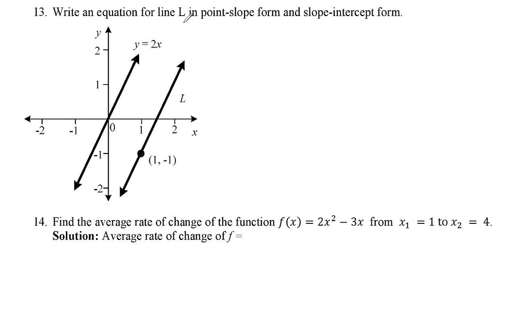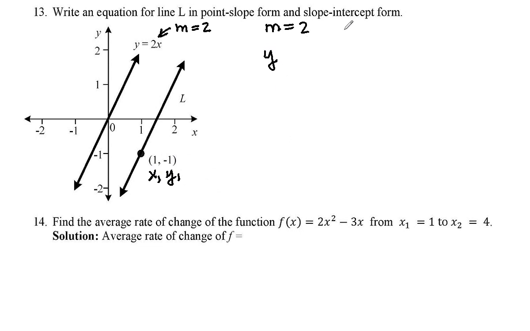Write an equation for the line L, that's this line here, in point slope form and slope intercept form. We're given the line y equals 2x, and L is parallel. What we know is that the slope of this line is m equals 2. So our given line has slope 2, and the line we want, L, is also going to have slope 2. Our parallel slope is equal to 2. And it goes through this point 1, -1, which is going to be our x1, y1 in the point slope equation.